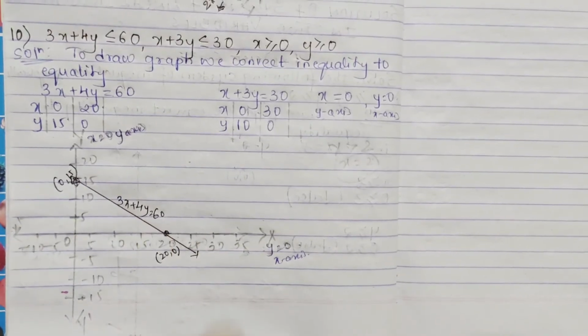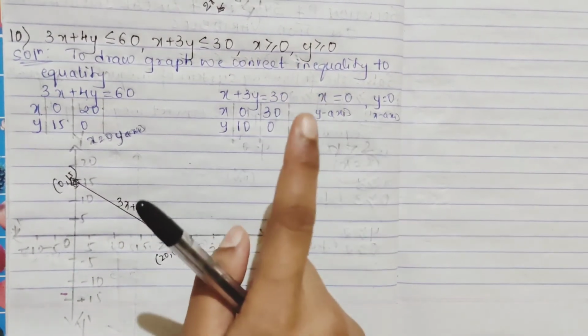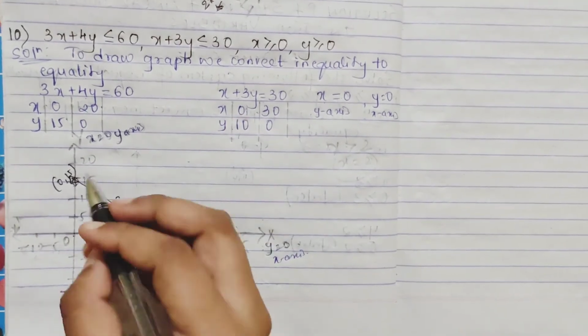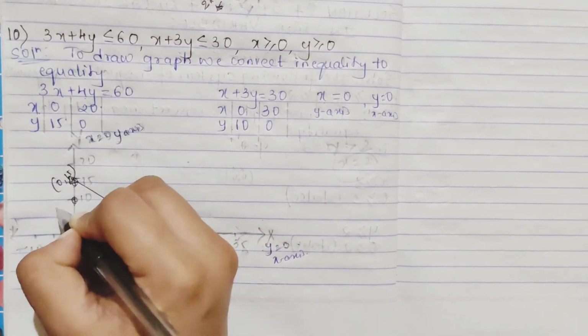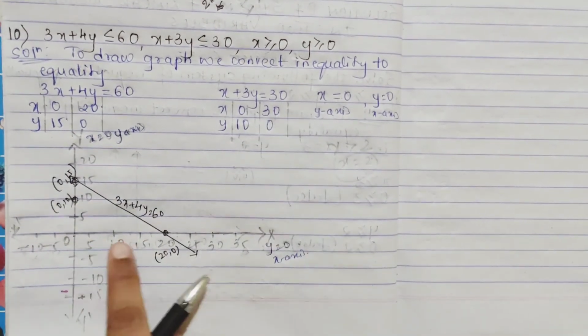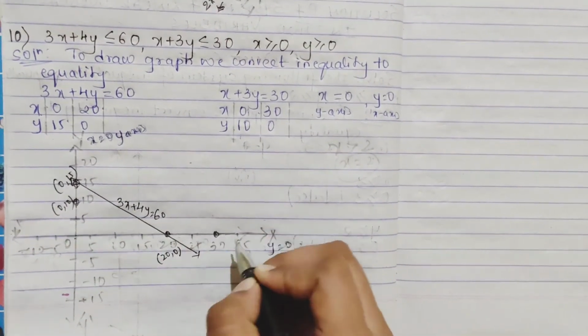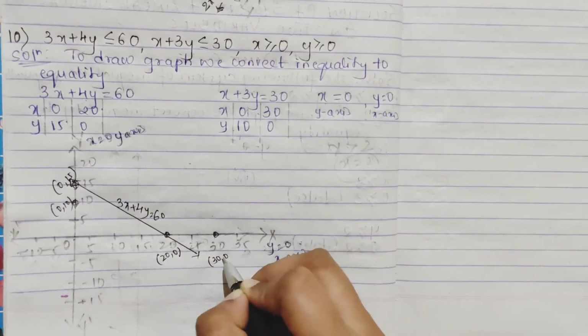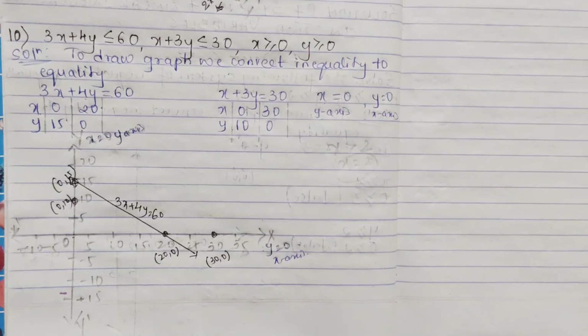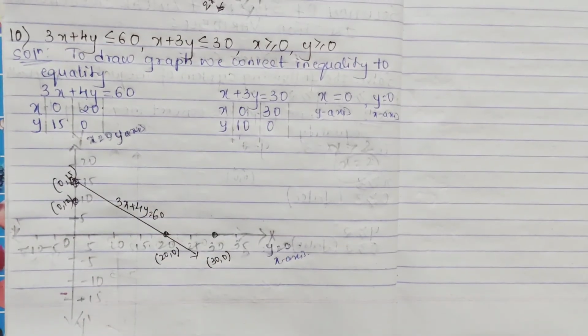Next is your second line. Plot x is equal to 0, y is 10, which means it comes here. Second, when y is 0, x is 30. Here it comes, right? When x is 30, y is 0. So you'll get a line like this. Even this is solid because it is less than or equal to. So again you have got it.